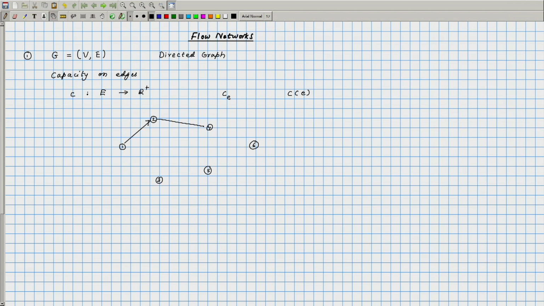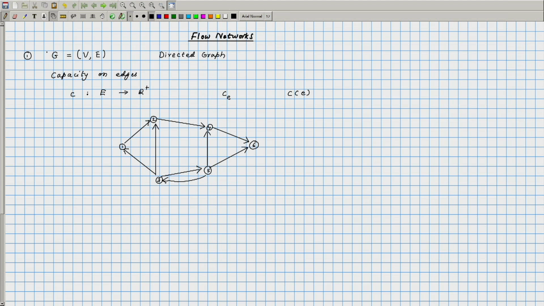This network has 6 vertices numbered 1 to 6 and some number of edges. I have given the edges a direction. So (3, 5) is an edge, whereas (5, 3) is not an edge in this particular graph, but you could have edges going in both directions. Since we are looking at directed edges, we could have an edge going in the backward direction as well. So, this would be a flow network.